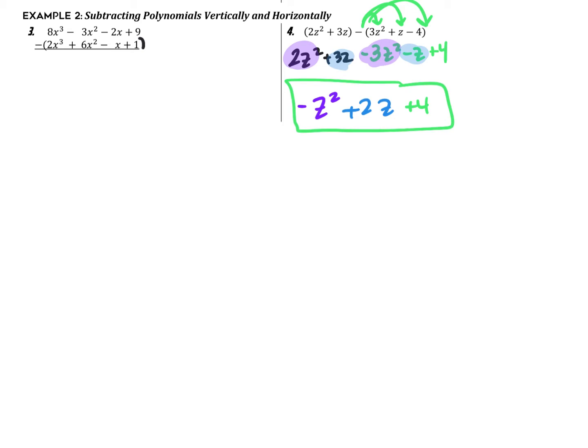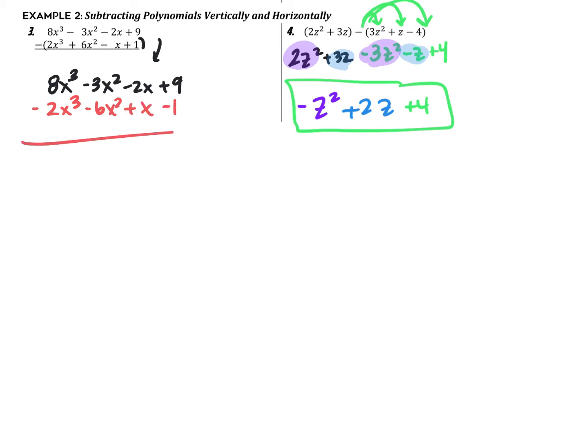Now you can also do this the stacking way. I still recommend that you rewrite it as an addition problem. So keeping the top line the same, and then changing the sign on that second line. So negative 2x to the third minus 6x squared plus x minus 1. And then you add. Distributing the negative first just gives you less room for error.